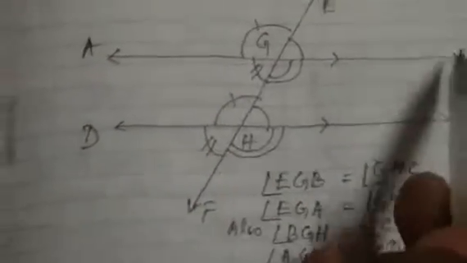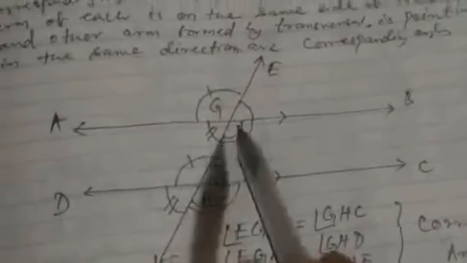Now we have learned about interior alternate angles, exterior alternate angles, and corresponding angles, and now we come to another kind of angle, the allied angles. If two lines are parallel, the sum of angle BGH and angle GHC will be 180 degrees. Similarly, angle AGH plus angle DHG will also be 180 degrees. Such pairs of angles we call allied angles.